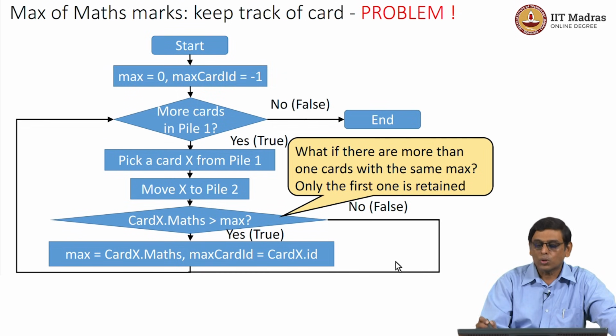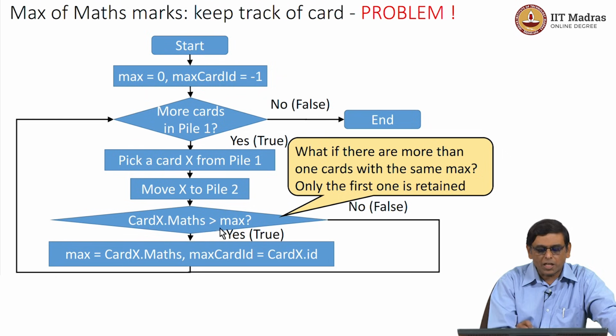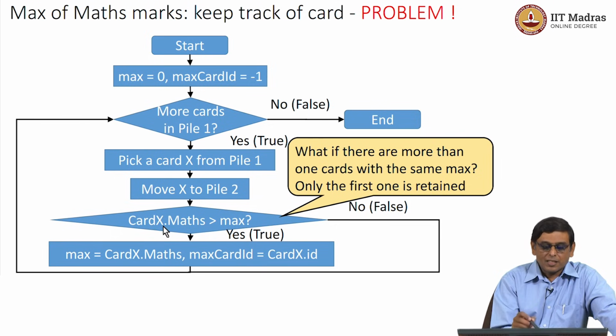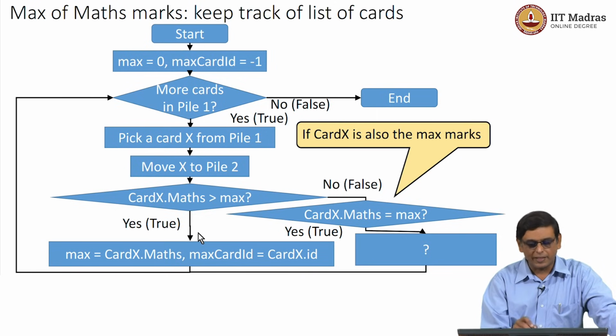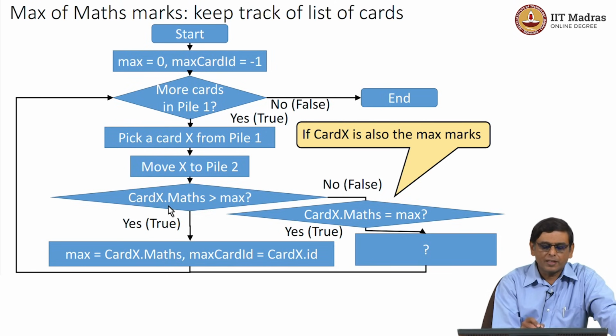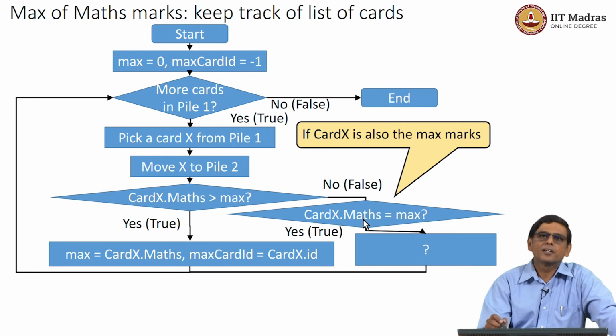So, if you want to keep track of the list of cards on which you found the maximum, not only should you extend this max card ID to store a list, but you also have to check not only for greater, but whether the current card, which is card X, has max marks equal to max. So, you will need one more check, and that is what I have done here. If card X's max marks is not greater than max, you can't just go back like this; you need to do one more check, which is whether card X's max marks is equal to max.